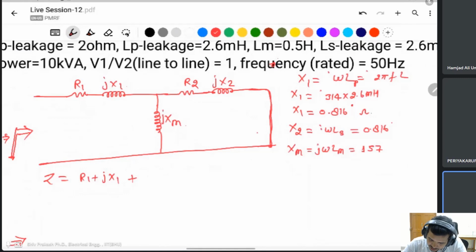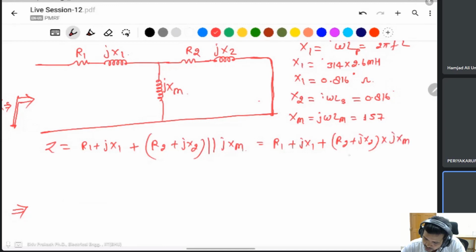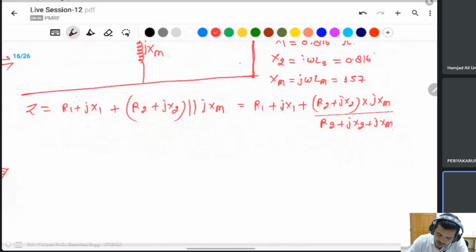This is the parallel connection, R2 plus jX2 parallel with jXm. So this is R1 plus jX1 plus, R2 plus jX2 multiplied by jXm, divided by R2 plus jX2 plus jXm. Parallel combination, you solve this one.